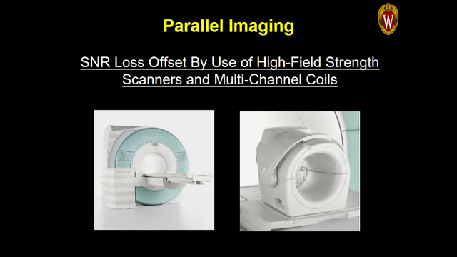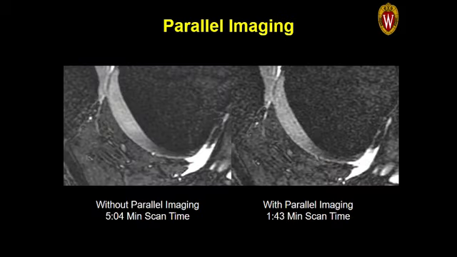Basically, this loss in SNR caused by the parallel imaging acceleration is typically offset by use of high field strength 3T scanners and dedicated multi-channel phased array extremity coils. This slide nicely shows the influence of parallel imaging acceleration. Here's a patient who was imaged with a fat-suppressed spoiled gradient recall echo scan. And notice with the parallel imaging, the cartilage is a lot more noisy than the baseline scan due to the loss in signal-to-noise ratio.